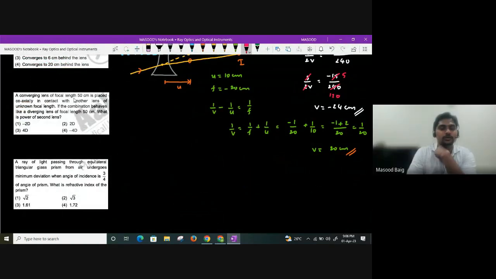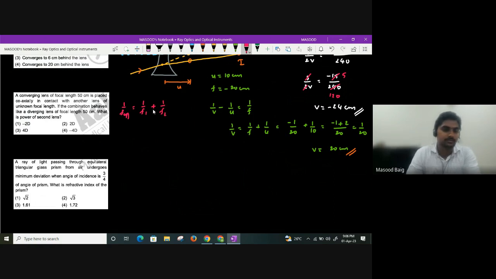A converging lens of focal length 50 centimeters is placed coaxially in contact with another lens of unknown focal length. If the combination behaves like a diverging lens, what would be the situation here, guys? They are placed in contact. So what will I get? 1/F effective will be 1/F1 plus 1/F2.